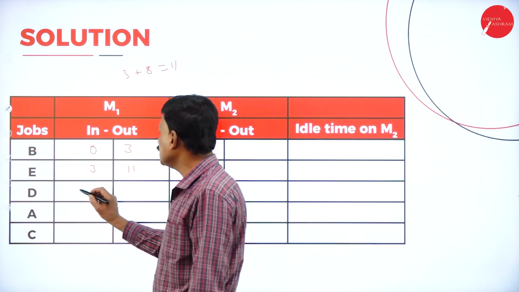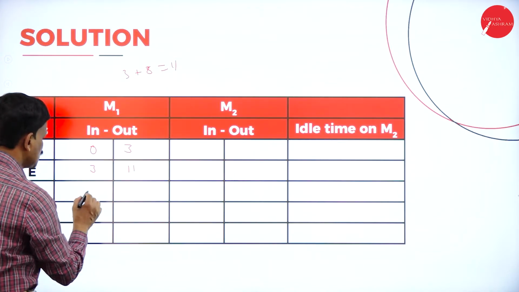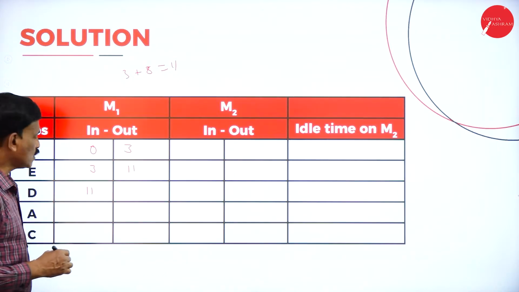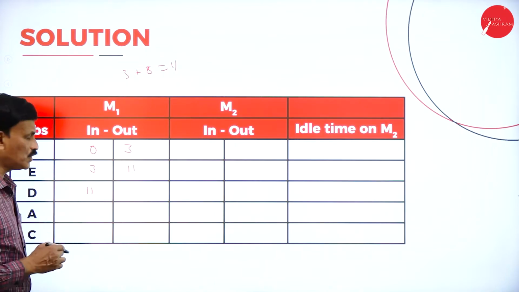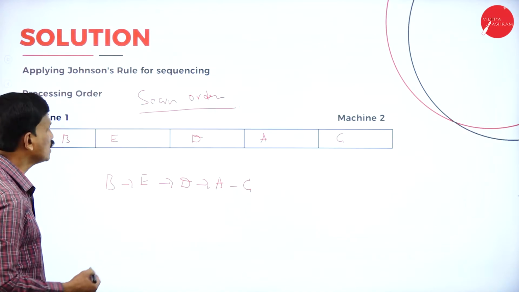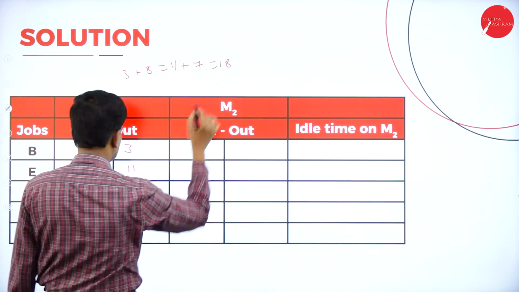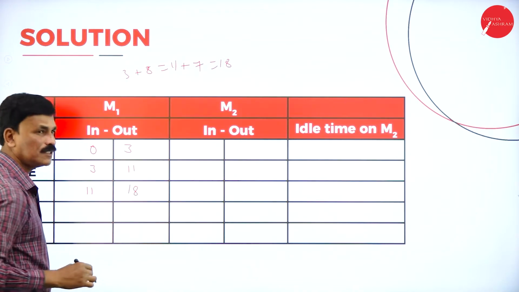Again for the machine M1, for the job D, the first in time is 11 hours. For the out time corresponding to D, find out the value. What is the value corresponding to D in M1? We have 7 hours. So plus 7, that's equal to 18. So the out time is equal to 18.